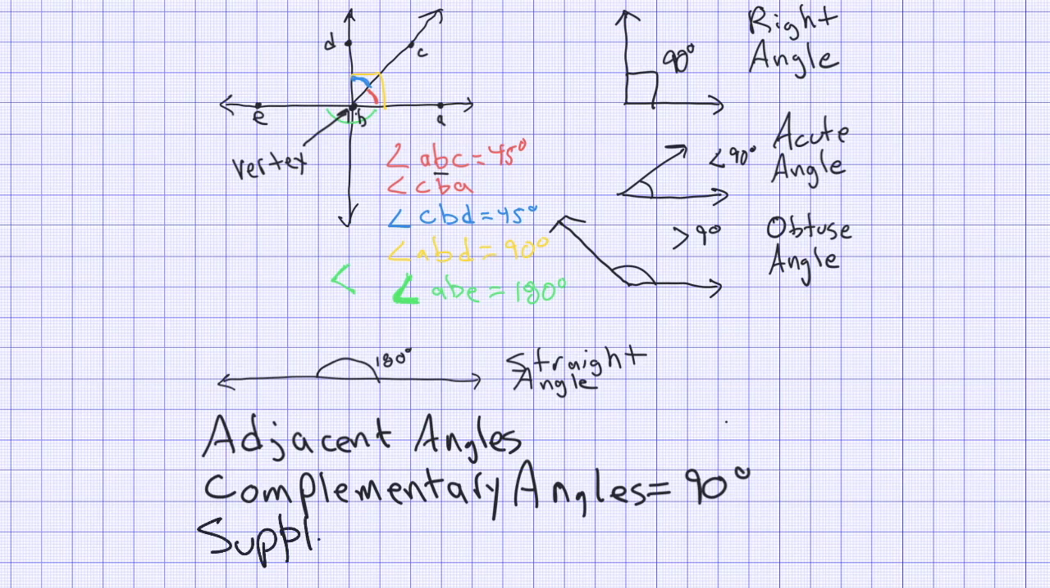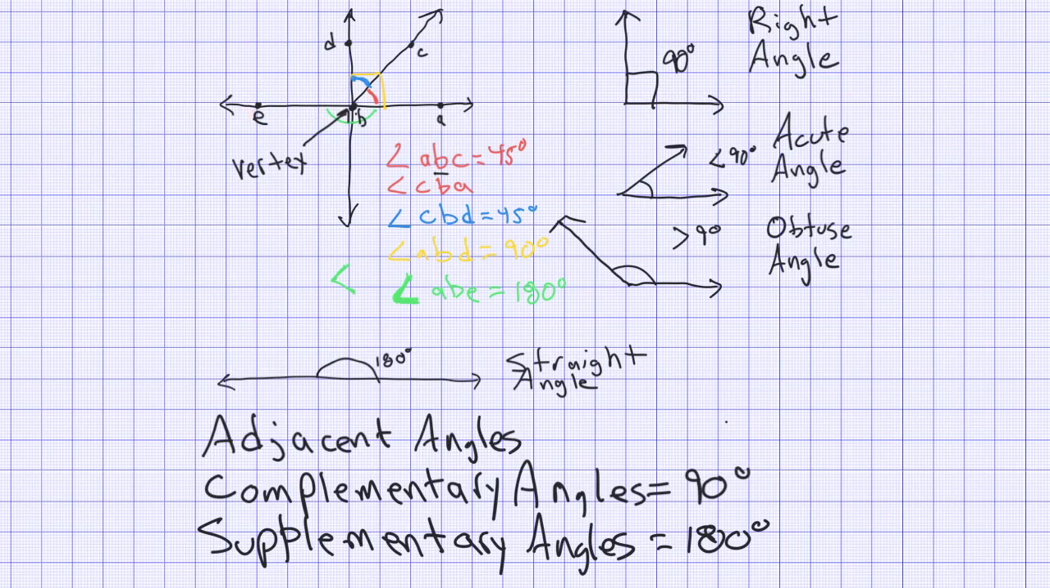All right, and then lastly we have supplementary. Supplementary angles add up to 180 degrees. Okay, so that would be, for instance, in our case, angles A, B, D and D, B, E are supplementary, because they're both 90 degrees, which adds up to 180.